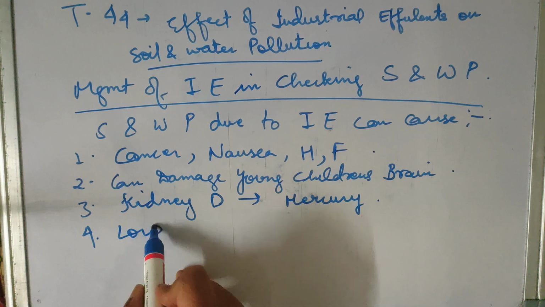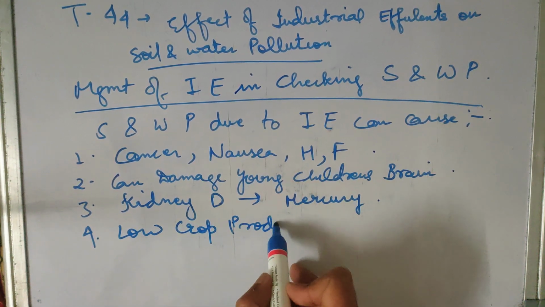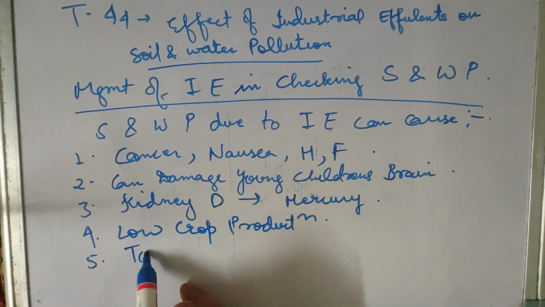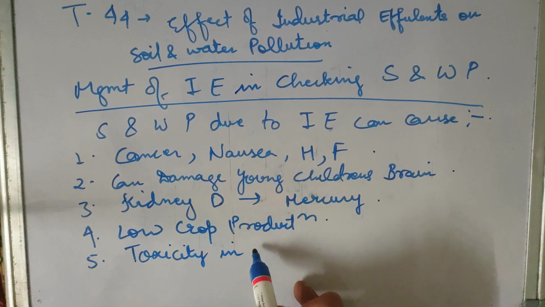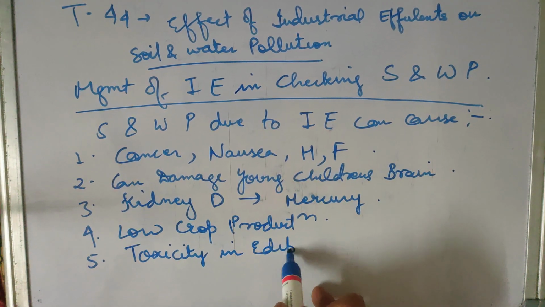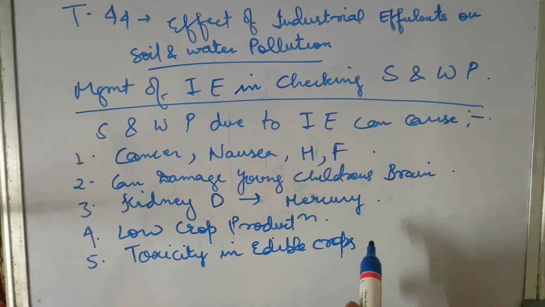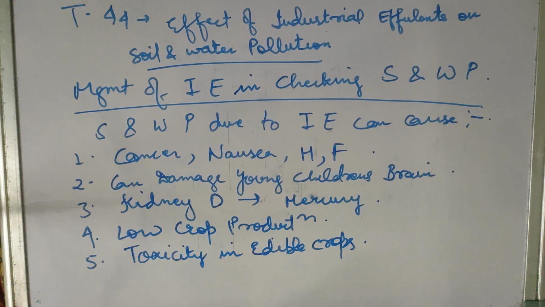Low crop production. Toxicity in edible crops. So these are some common effects of industrial effluents in soil and water pollution.